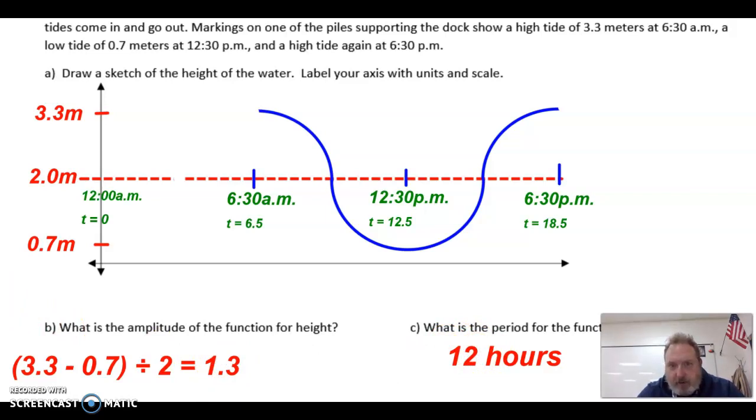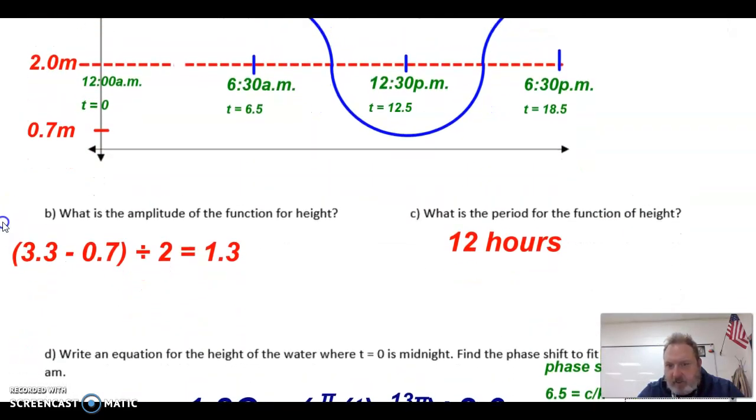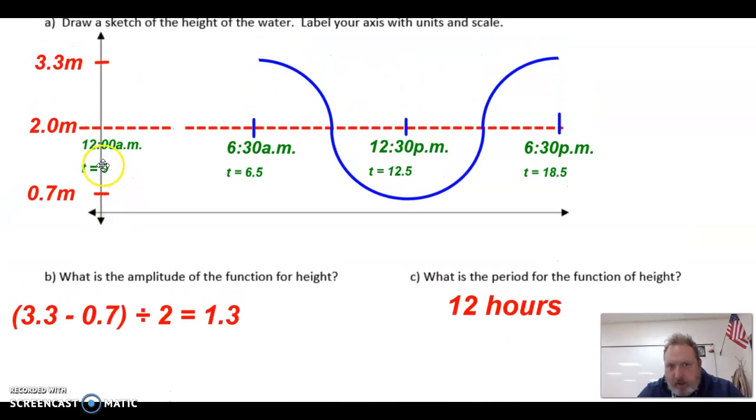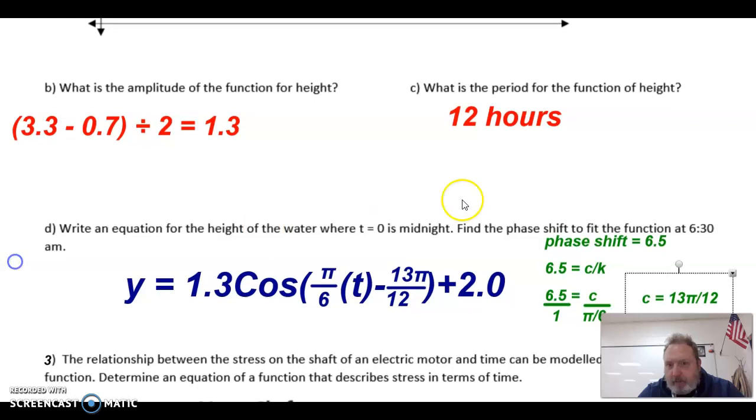If we scroll down here a little bit, they tell us that they want to write an equation with t equals 0 being midnight. I'm going to come back to that in 1 second. So they want 0 to be midnight, which means 6:30 a.m. is 6.5 hours. So instead of having this graph start here at 0, we've got to move it over 6.5 hours. And so first thing we'll do, we do our period. Our period's 12 hours, so 2 pi divided by 12 is pi over 6.